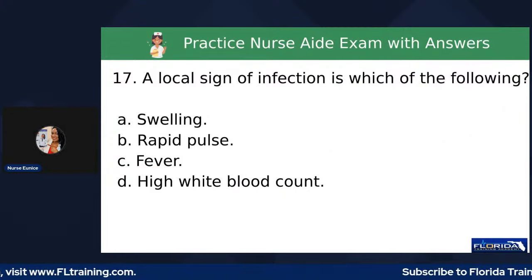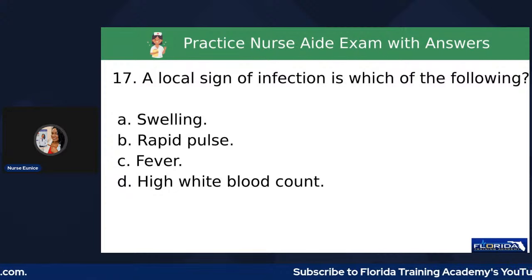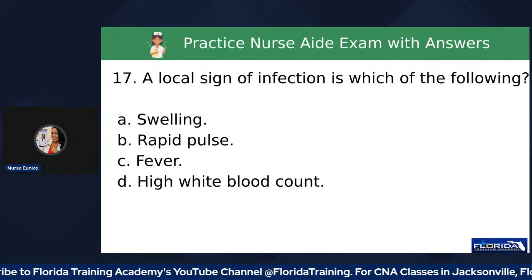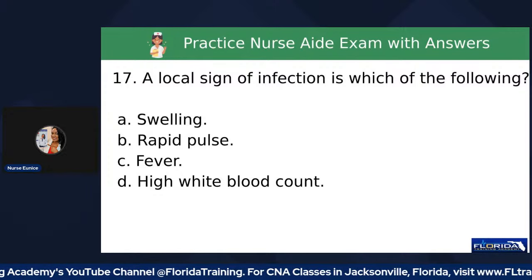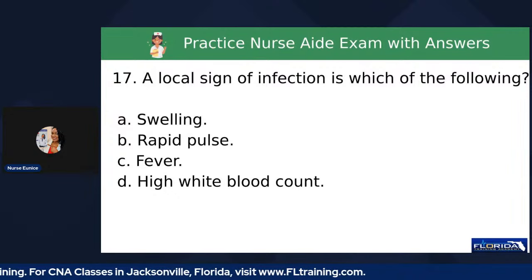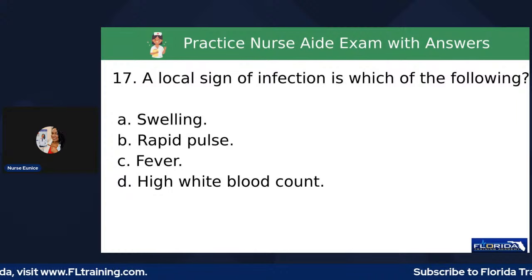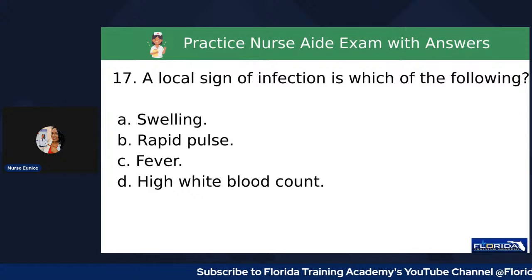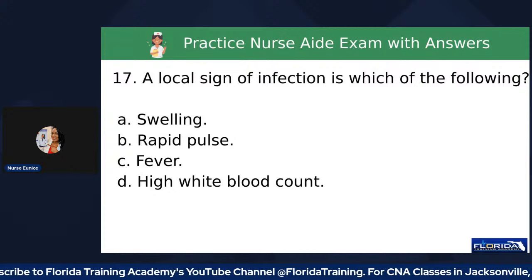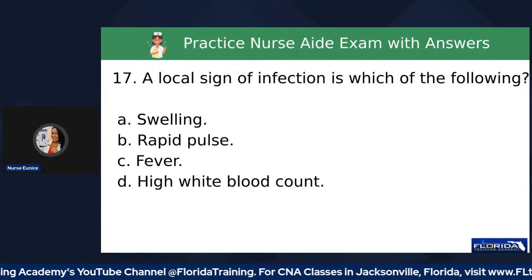Number 17, this one's easy. A local sign of infection is which of the following? A, swelling, B, rapid pulse, C, fever, D, high white blood count. A local sign of infection. You got bit by a spider. What do you expect to see? Not necessarily, Ms. P. A local sign of infection?